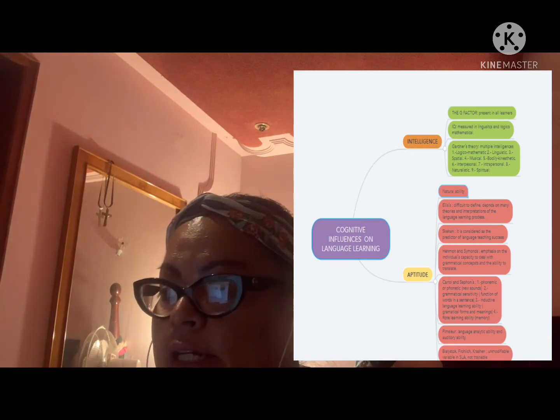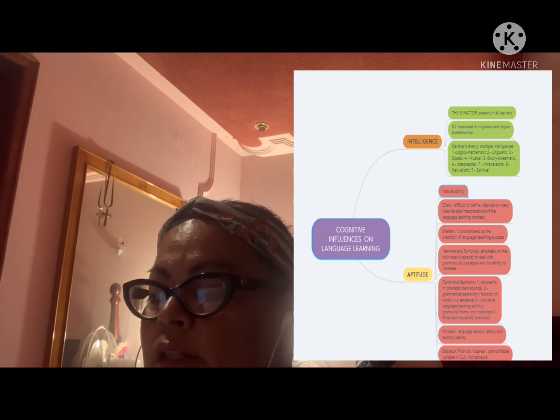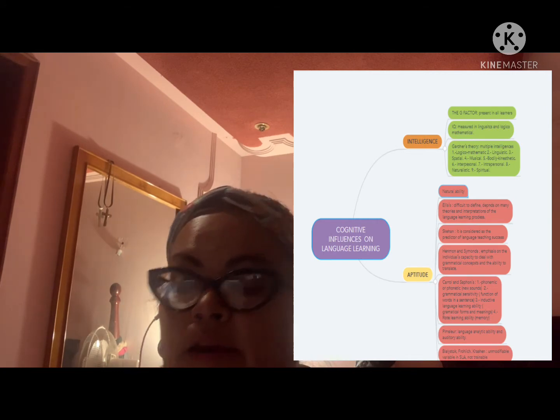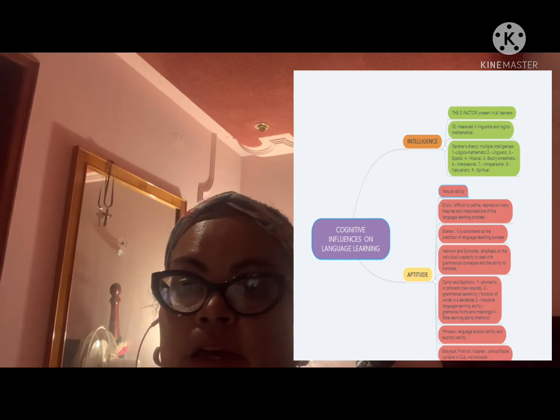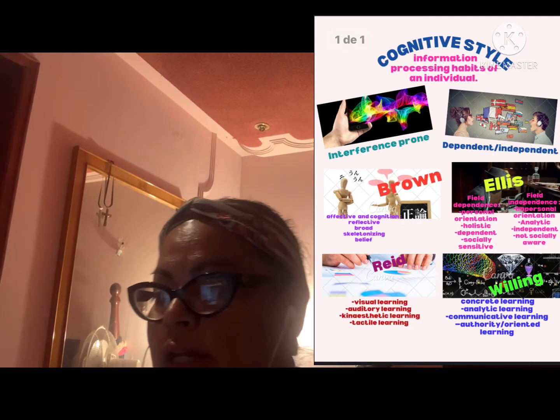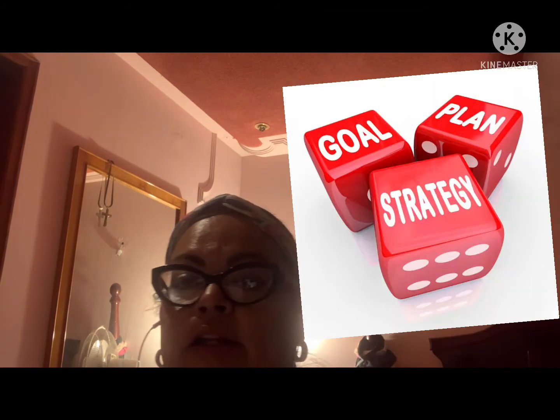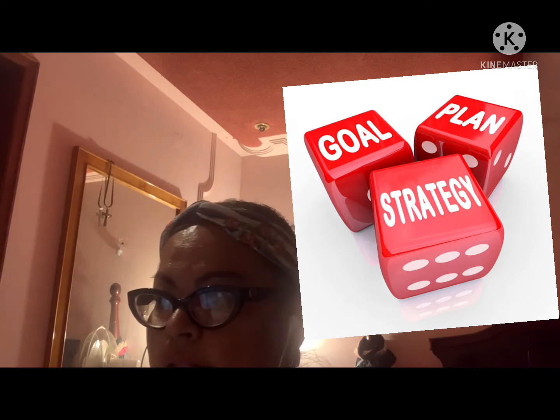Intelligence, it is said, is a natural ability that we were born with, and it's the one that makes us learn and acquire the knowledge of a second language. The language aptitude is how students feel about acquiring the language. The cognitive style is divided in independent and dependent style. And there are also the learning strategies, which could be direct or indirect.